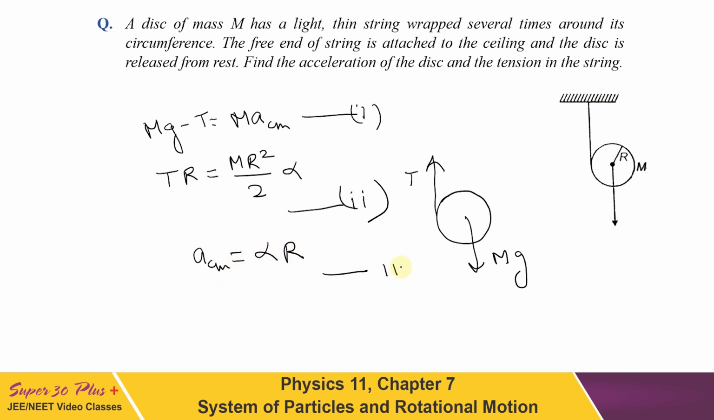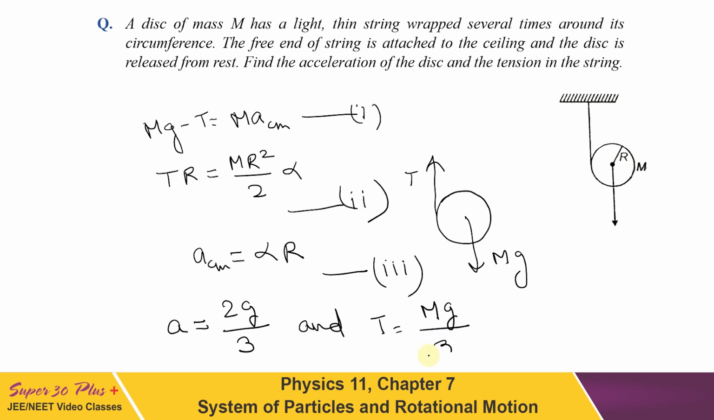On solving these three equations, we can write the final answers to be a equal to 2g upon 3 and T is equal to mg/3. As you can see, we have followed all the steps I had discussed in the last session about solving a numerical problem related to rolling.